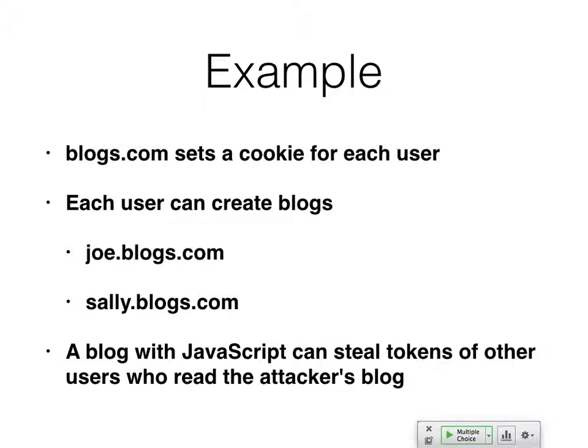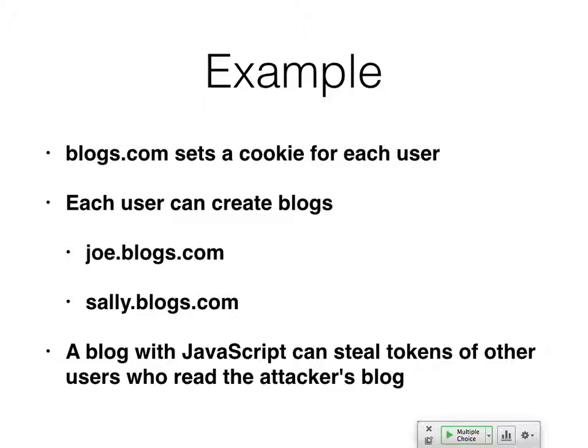But here's a prominent example. So you have blogs.com. They set a cookie for each user, and each user can create blogs, but joe.blogs.com and sally.blogs.com are both subdomains. So if you get a user to come to your blog, you'll get the cookie of their authentication. So this is a serious problem.